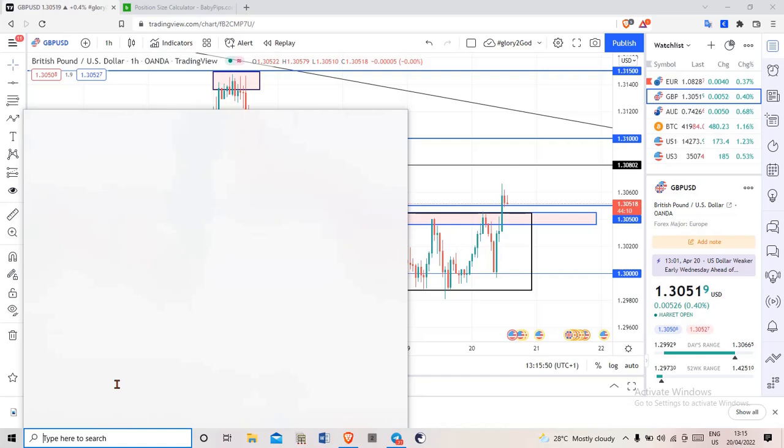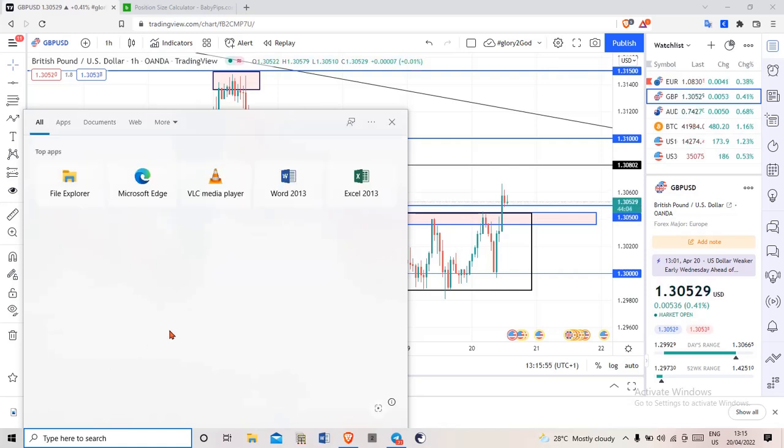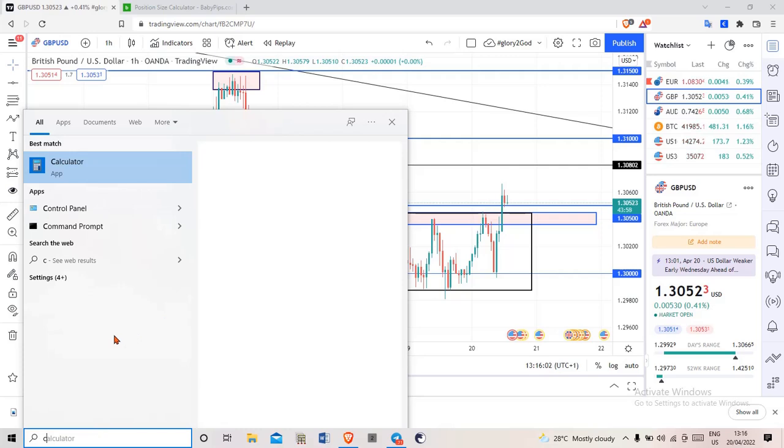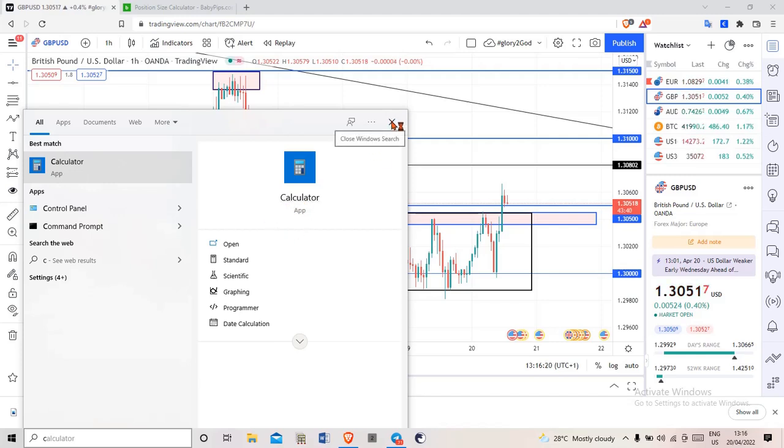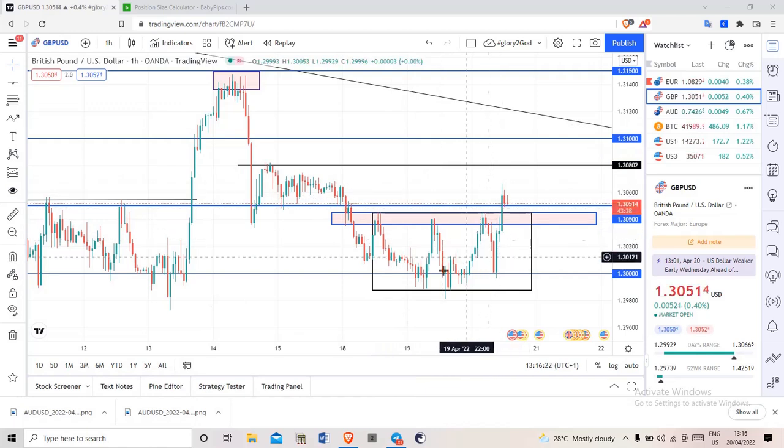This one will be just for the psychological levels, and then I will record another video for trendlines. Now, calculator, because I don't want it to be very long. Trendline is something that a lot of us have been used to, so I don't really think it's going to be difficult for anyone. However, I'm going to be recording that.